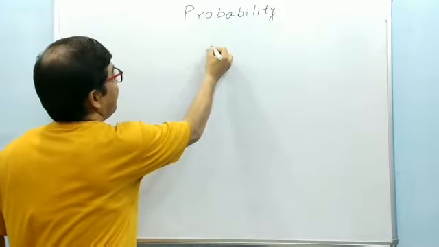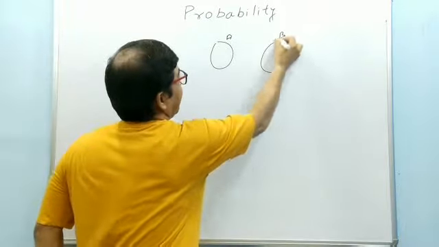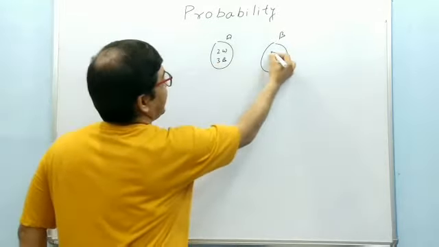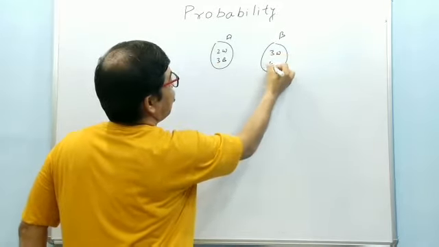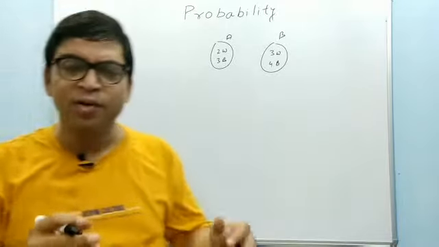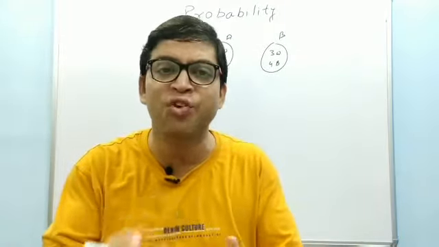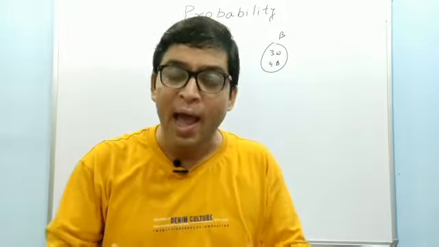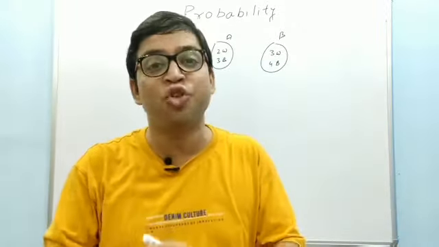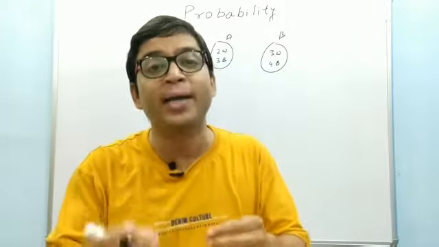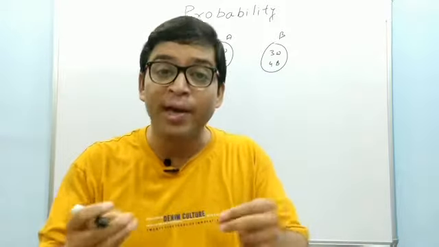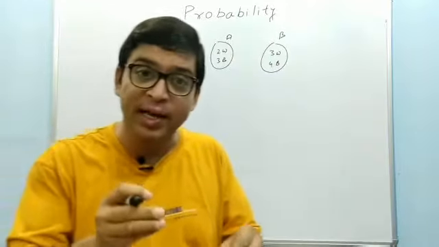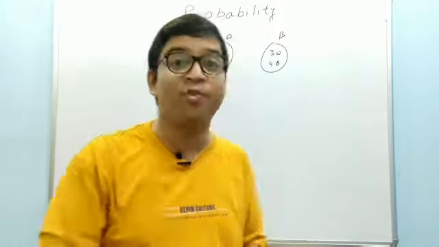2 bags are there, bag A and bag B. Bag A is containing 2 white, 3 black. Bag B is containing 3 white, 4 black. Now they say one ball is transferred from bag number A to bag number B and then one ball is drawn from bag number B. What is the probability of coming out to be a white ball? So you have to translate it firstly into mathematical language and then find out.